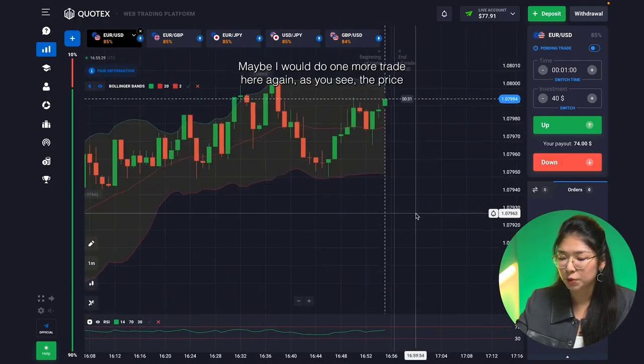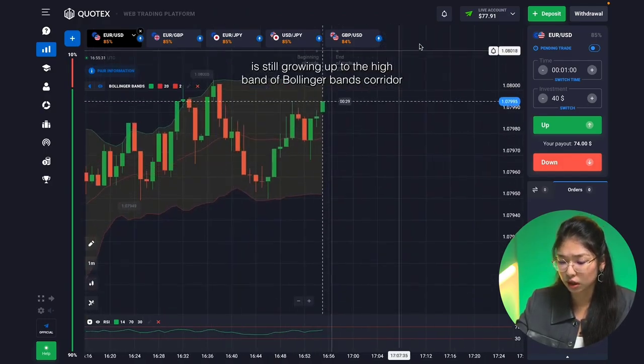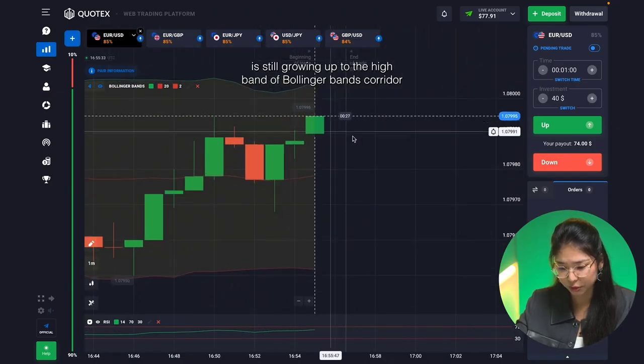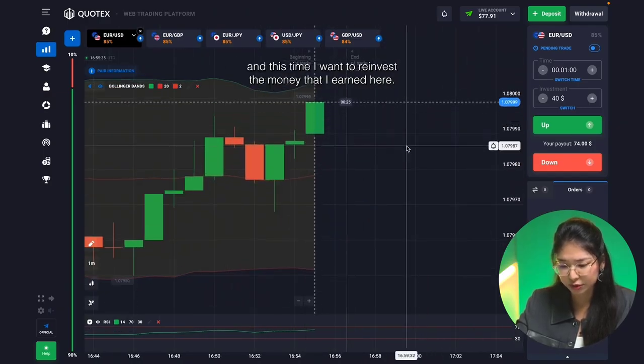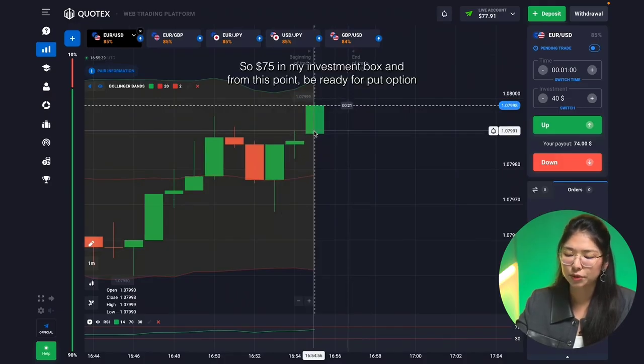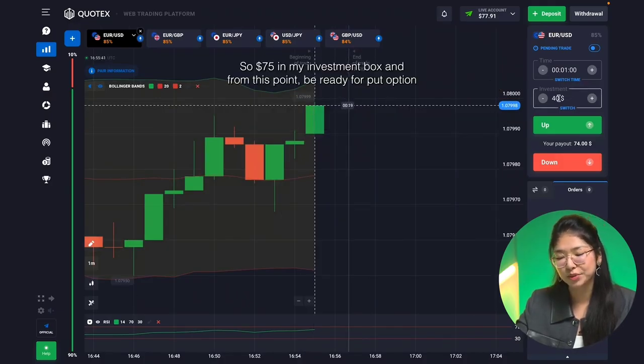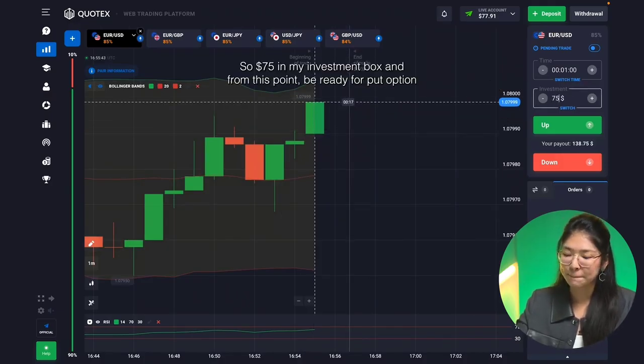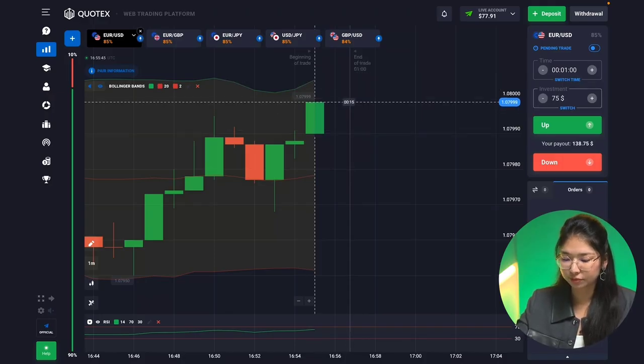As you see, the price is still growing up to the high band of the Bollinger Bands corridor, and this time I want to reinvest the money that I earned here. So $75 in my investment box, and from this point be ready for a put option right now.